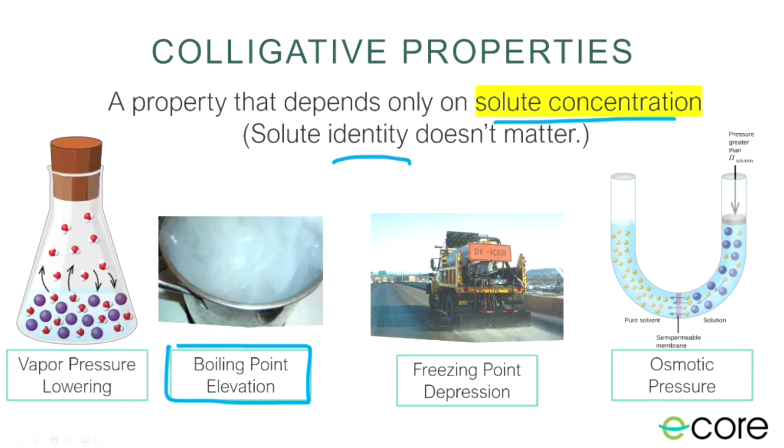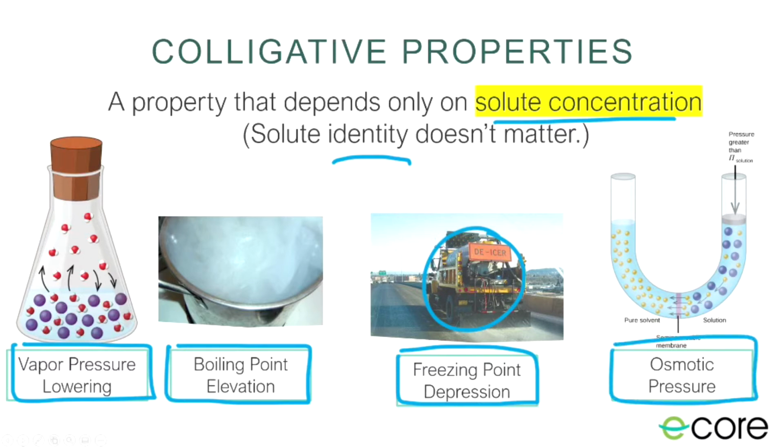Okay, but there's three other colligative properties we're going to take a look at. We're going to look at vapor pressure lowering. So that is the lowering of vapor pressure by dissolving a solute. We're going to look at freezing point depression. That is the reduction of our freezing point based on adding a solute. And that's what you see here. This truck is spreading salt on the roads to lower the freezing point of water to make it melt so that cars don't slip around. And then lastly, osmotic pressure, which turns out to be the pressure due to a difference in solute concentration. Okay, in this lesson, we're going to focus just on vapor pressure lowering and boiling point elevation. And then in future lessons, we'll take a look at freezing point depression and osmotic pressure.